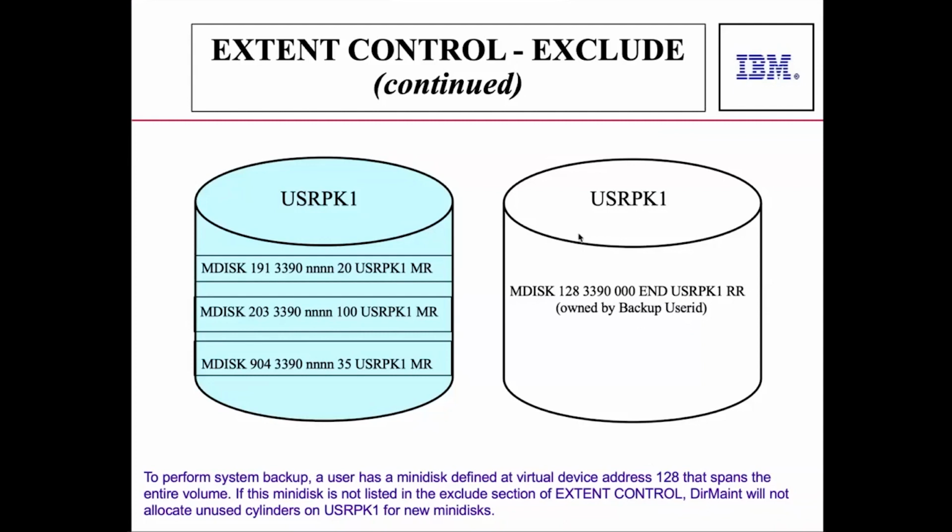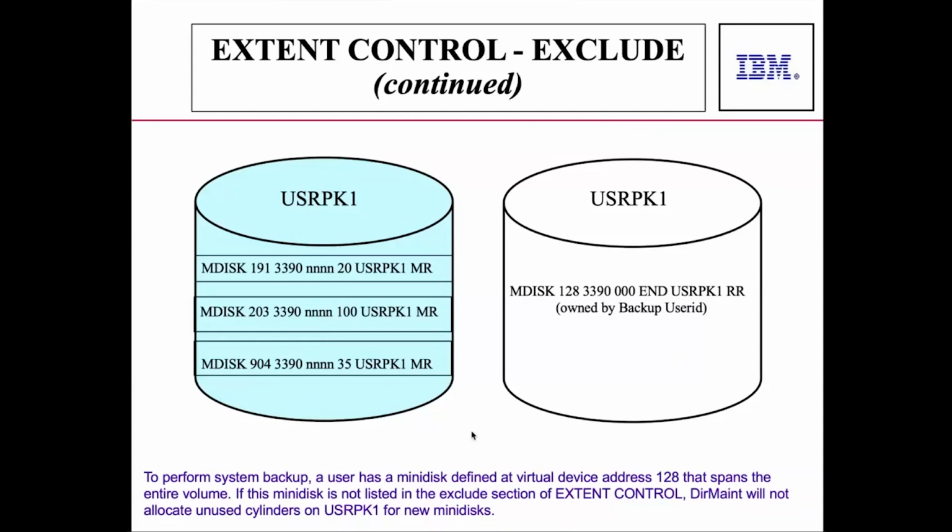Well, you want DirMaint to ignore this minidisk definition, either by address or by user ID or both in the exclude section. And now it says, okay, I'm ignoring that. And now I know that maybe there's free space in between here or whatever. We don't know exactly where the free space is, but I can do more disk allocation on this disk. So that's exclude. It's important.